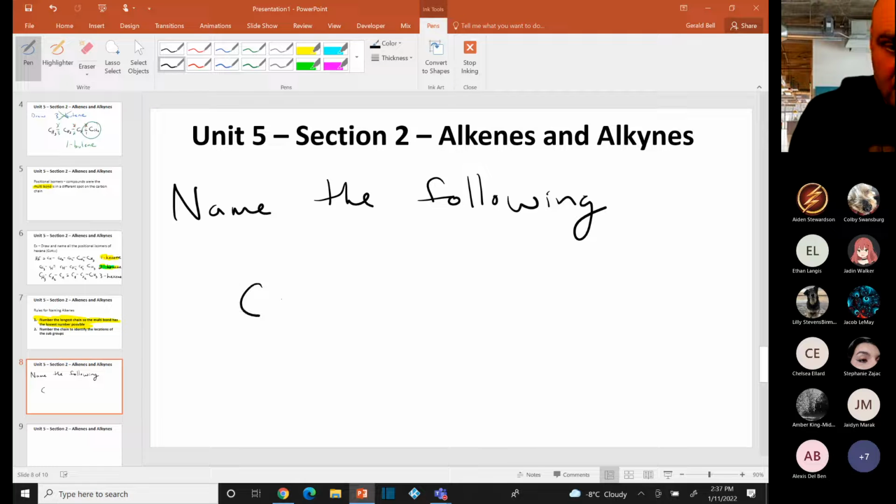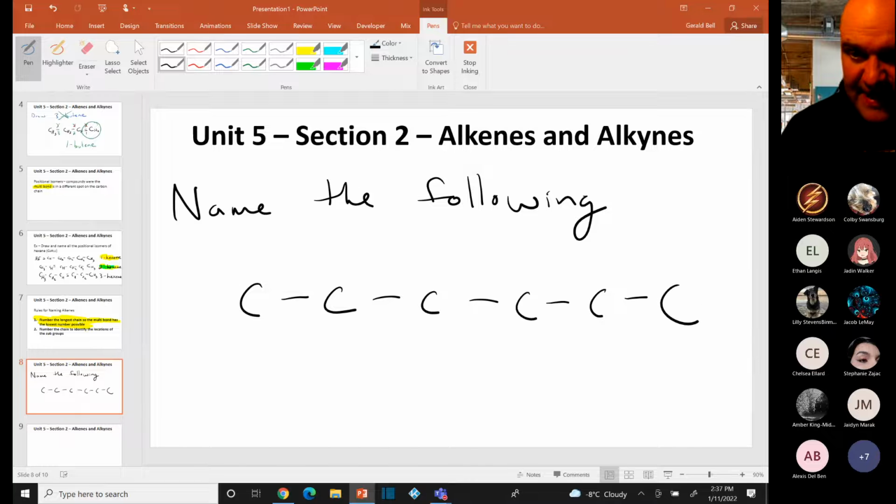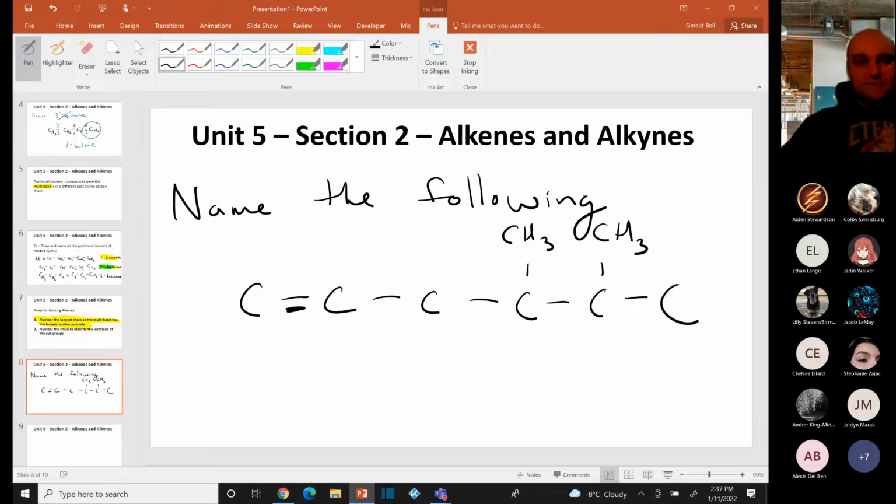So let's do one with that, and I'll put the multibond there, and I'll put this pointing up here. Let's put a couple of methyl groups, one of them here and here. Okay, so let's try those. I'll write the hydrogens in a second.